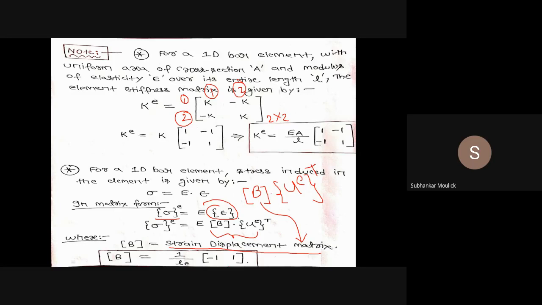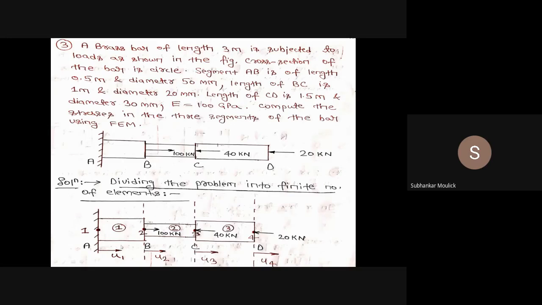You just remember the final expression of this strain displacement matrix, and this strain displacement matrix is given by 1 upon Le. This is a matrix, and the size of the matrix is 1 cross 2, that means 1 row and 2 columns, minus 1, 1. So if you multiply this term inside, the final B matrix becomes minus 1 by Le and 1 by Le. That is first row and 2 columns. And what is this Le? Le is nothing but the length of the individual element.